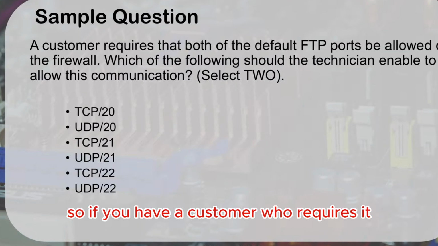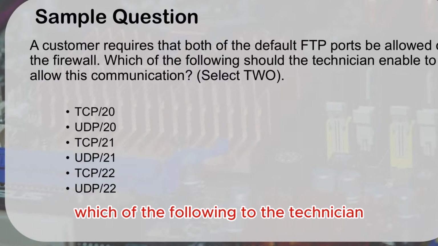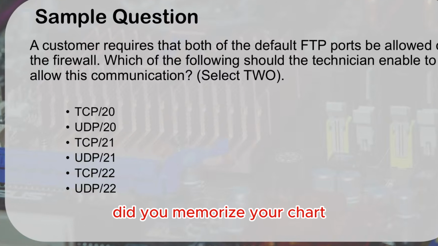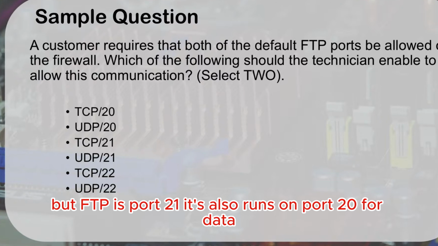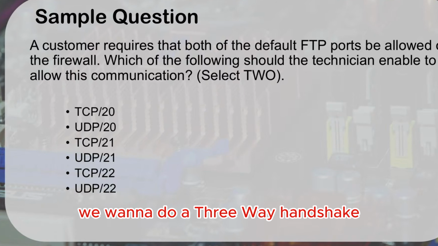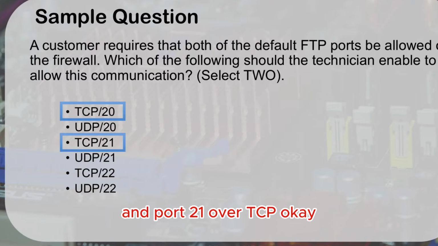So if you have a customer who requires that both the default FTP ports be allowed on the firewall, which of the following should the technician enable to allow this communication? So this comes down to basically, did you memorize your chart, which we haven't yet because I didn't give you enough time to, right? But FTP is port 21. It also runs on port 20 for data. And this is a TCP connection because we're going to do file transfers. We want to do a three-way handshake. So for us, the answer would be port 20 over TCP and port 21 over TCP.